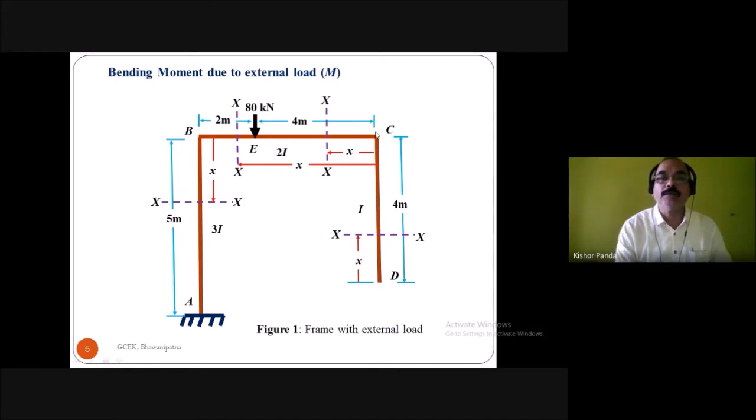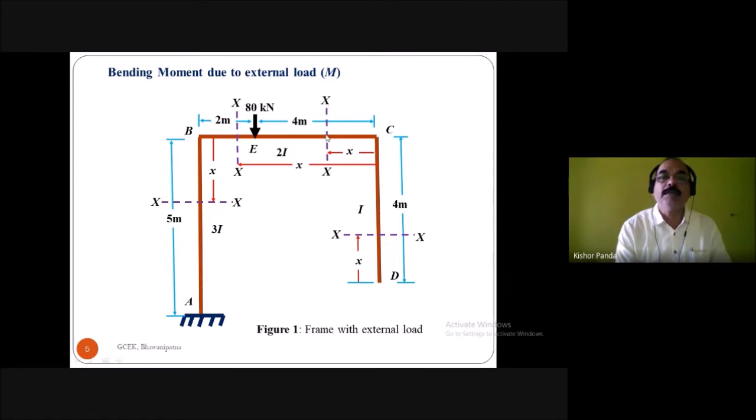The first section is between C and D, the second between E and C, the third between B and E, and the fourth between A and B. You have to find the moment in these 4 sections. First, take a section at a distance x from D. What is the moment here? Because there is no load on this side, the moment at the section is equal to 0. So the moment in the section between C and D is equal to 0.